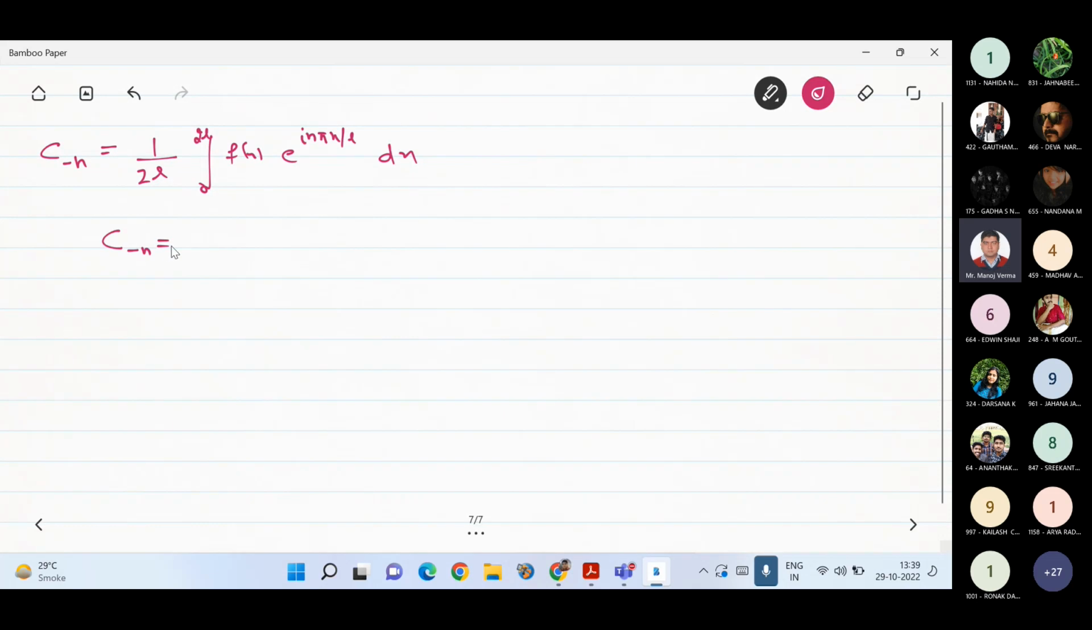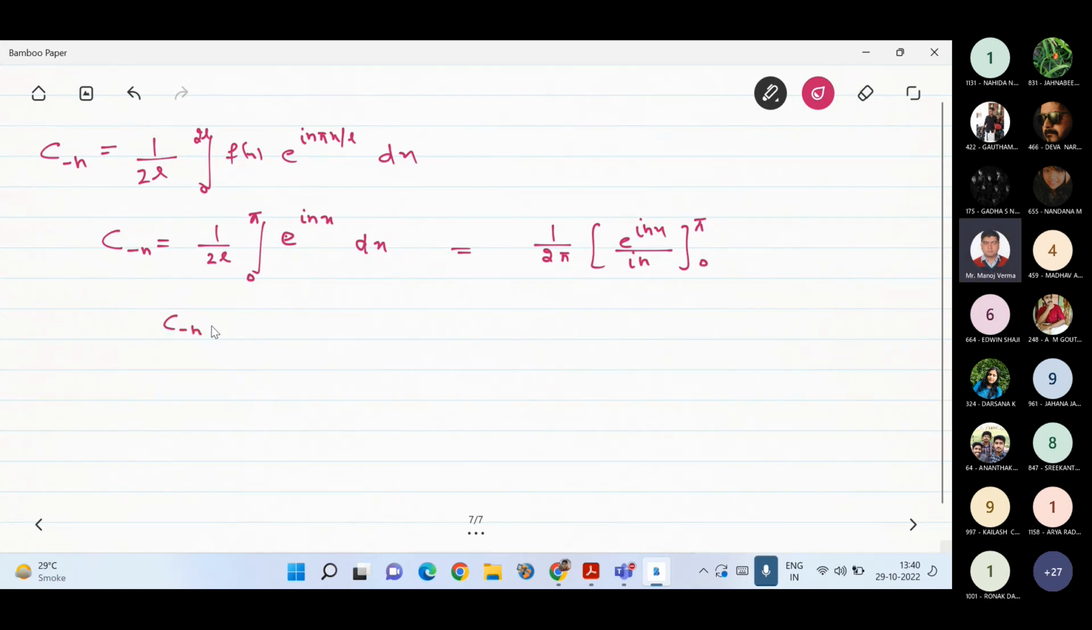So this c minus n will be 1 by 2l, from 0 to pi. From minus pi to 0, I am skipping that step, because the function was 0 there. So it will become 0 to pi, function is 1, and the value is e raised to the power iota nx dx. Right. L was pi, so it will become 1 over 2 pi, e raised to the power iota nx divided by iota n, and limits are pi and 0.